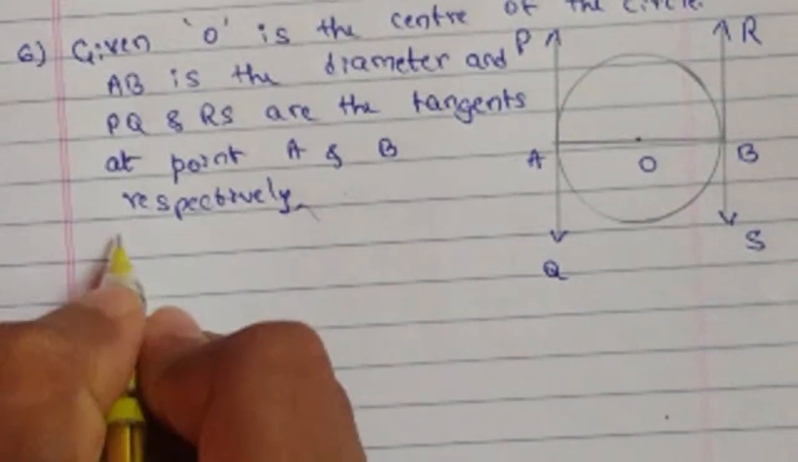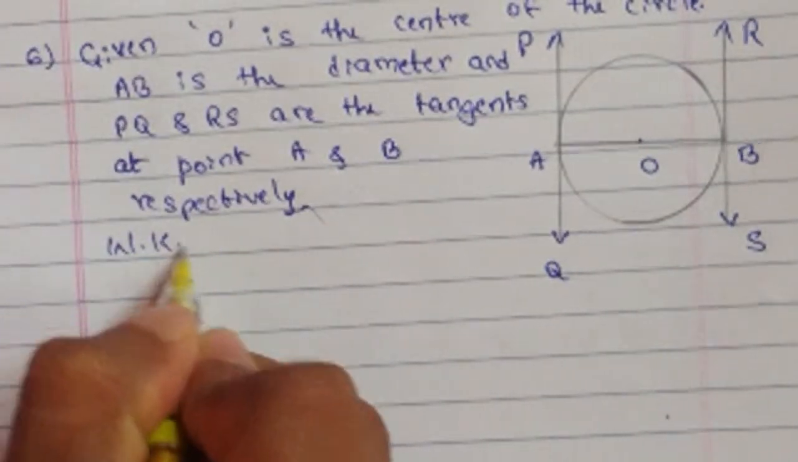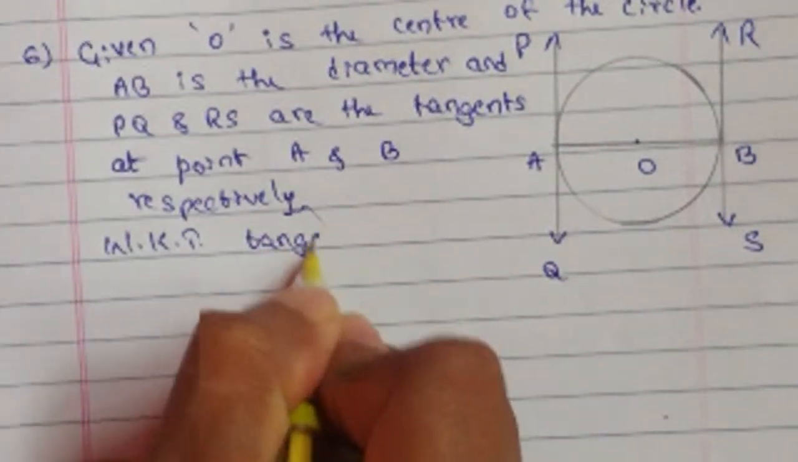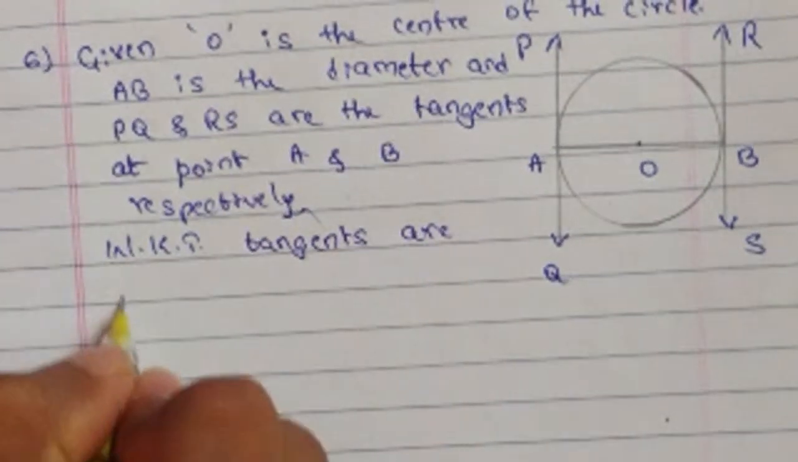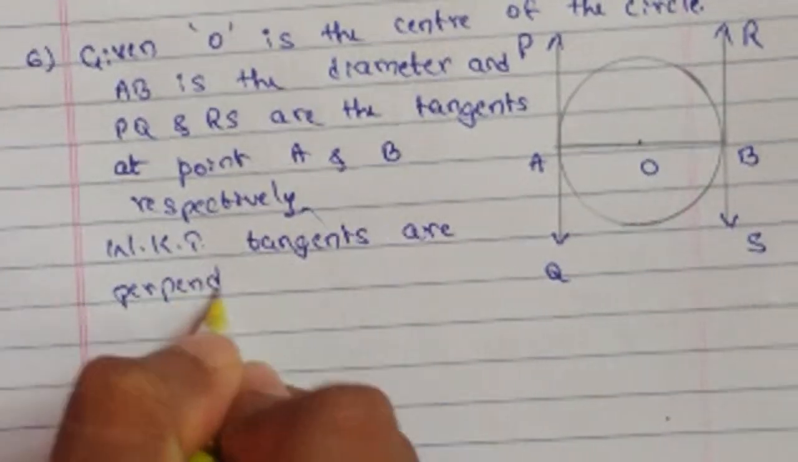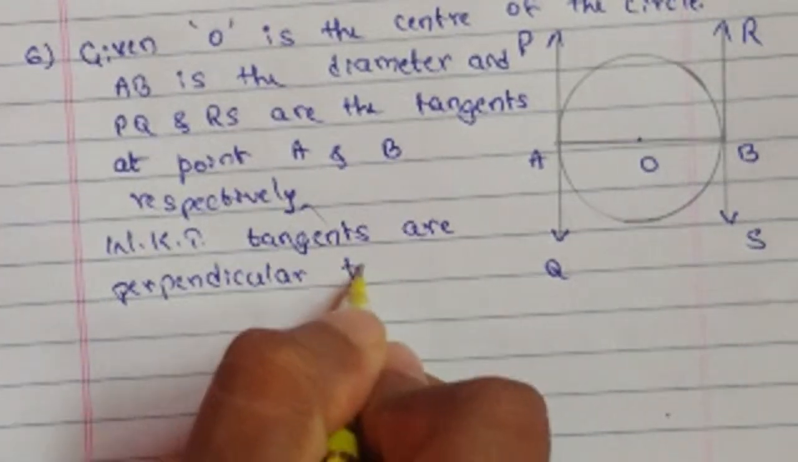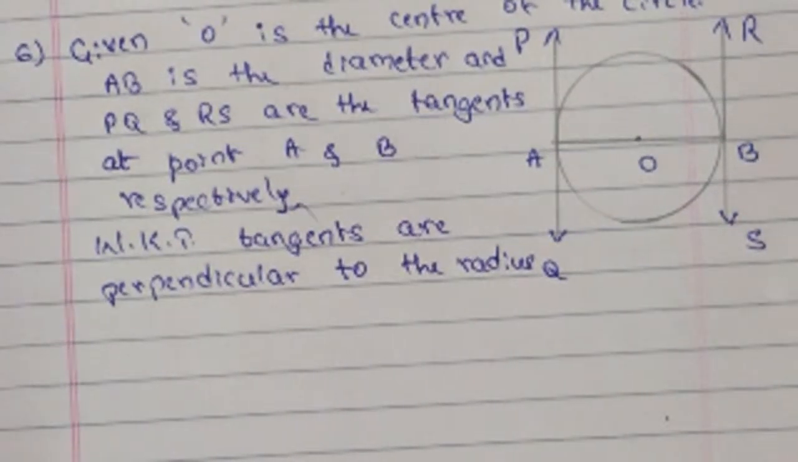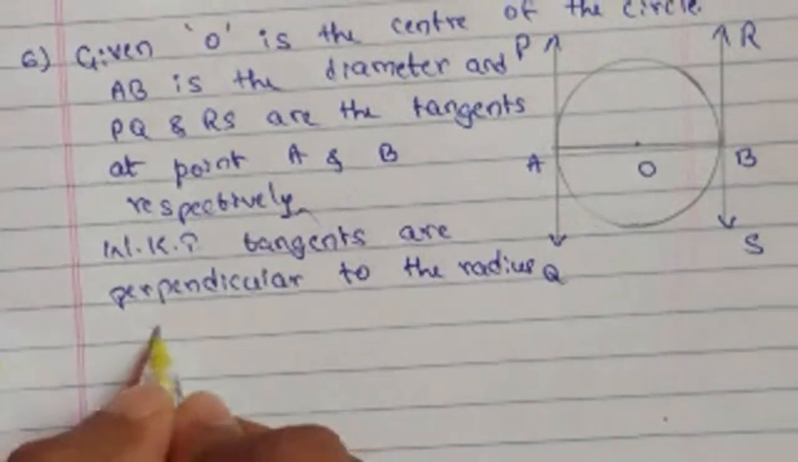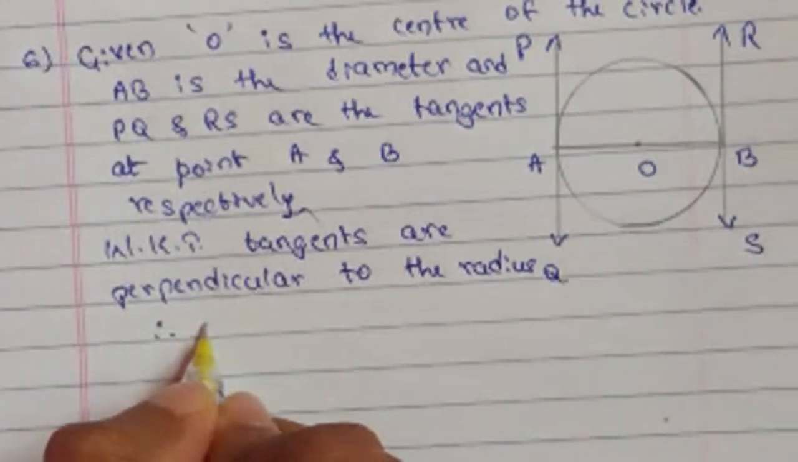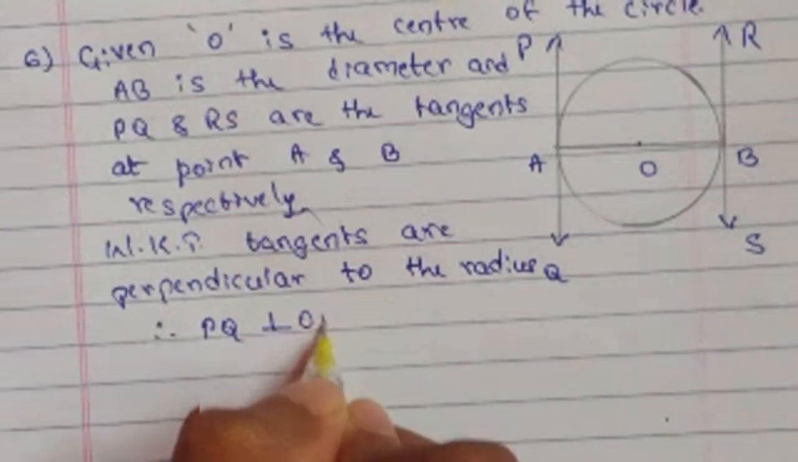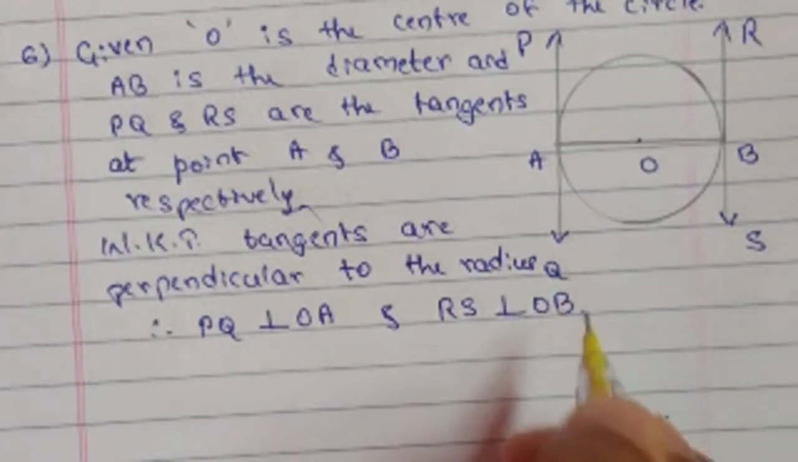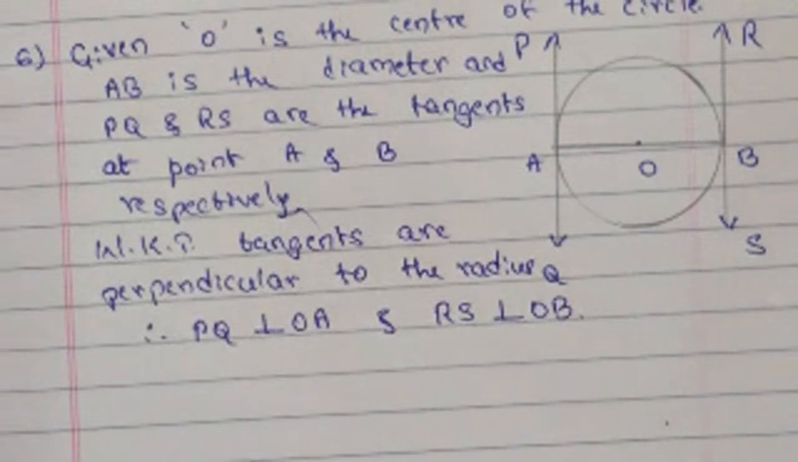Next, we know that tangents are perpendicular to the radius. Tangents are perpendicular to the radius. Therefore, PQ is perpendicular to OA, and RS is perpendicular to OB.